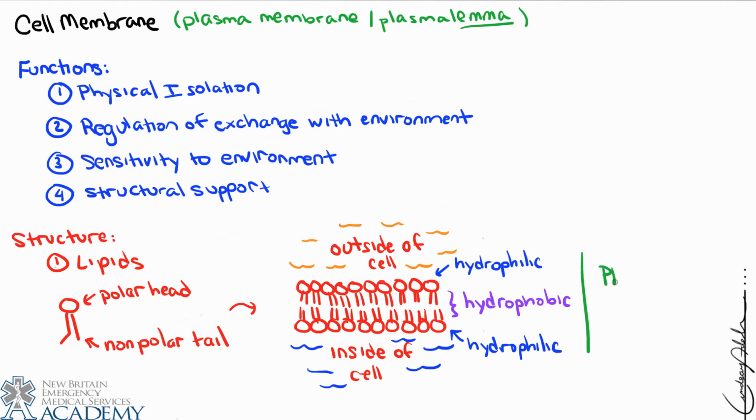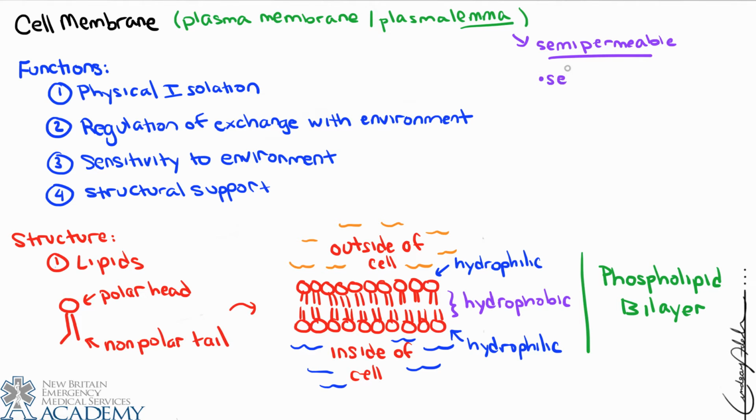So two layers, bilayer, of phospholipids oriented in such a way that the hydrophilic portions face the inside and outside of the cell, face the water, and the hydrophobic portion is shielded. This type of membrane is also referred to as semi-permeable. It's a semi-permeable membrane, meaning that it's a selective barrier.